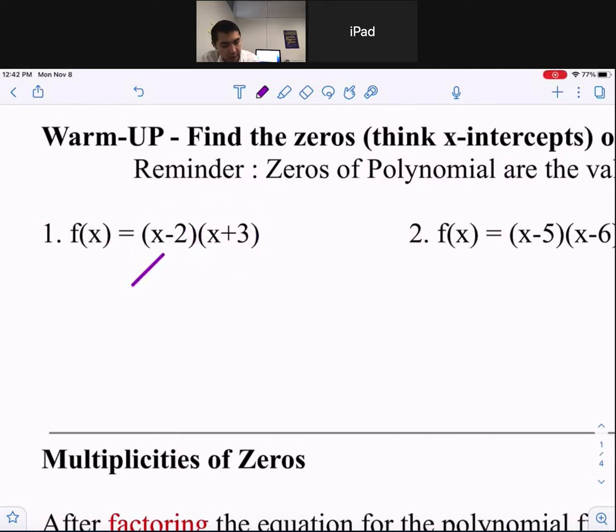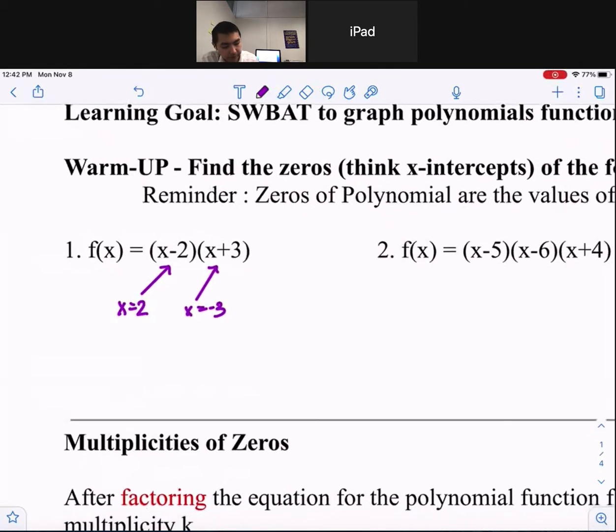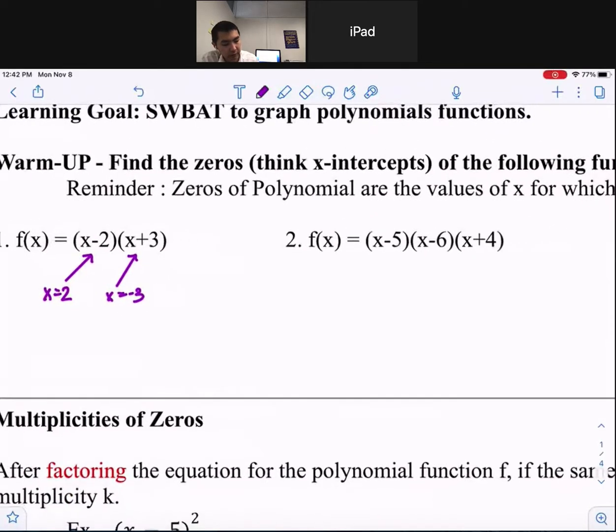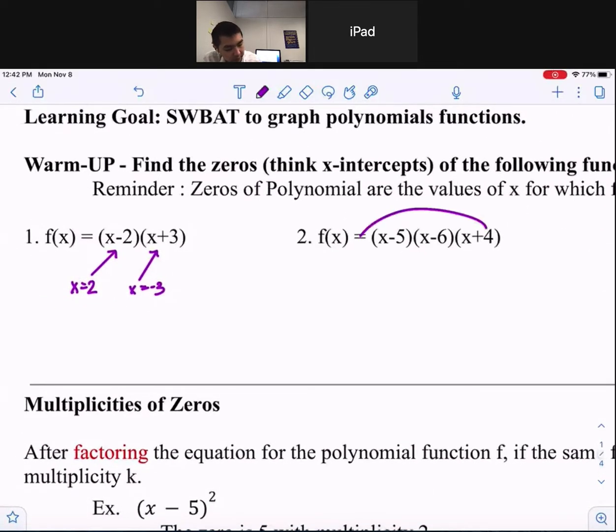So for this one, if x was equal to 2, this whole thing would become 0. For this one, if x was equal to negative 3, this whole thing would become 0. So x equals 2 and x equals negative 3 would be our zeros for that function. For this function, if x was 5, if x was 6, and if x was negative 4, all of those values of x would make that whole function become 0.